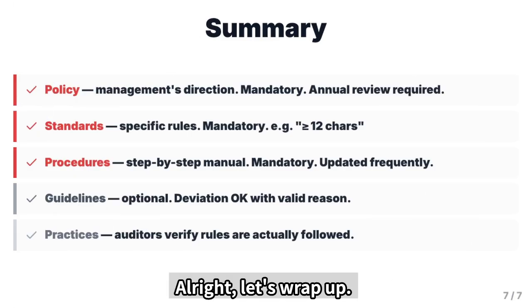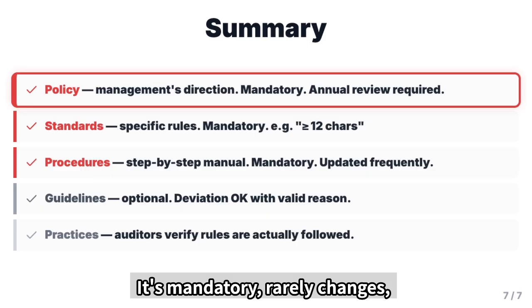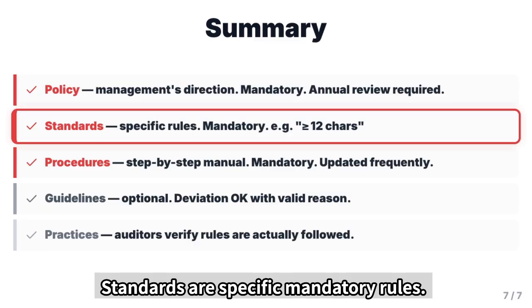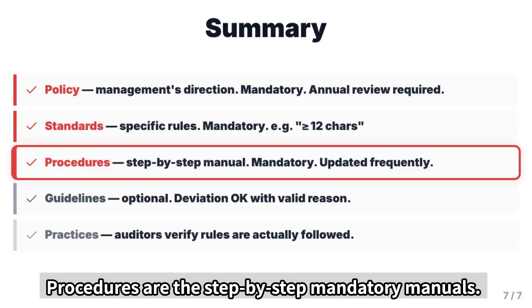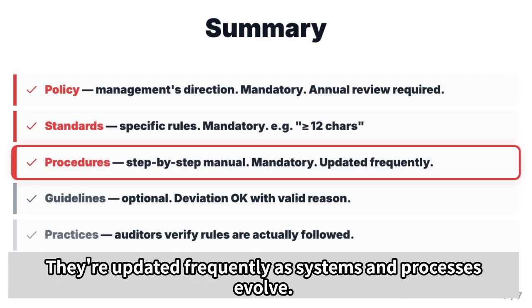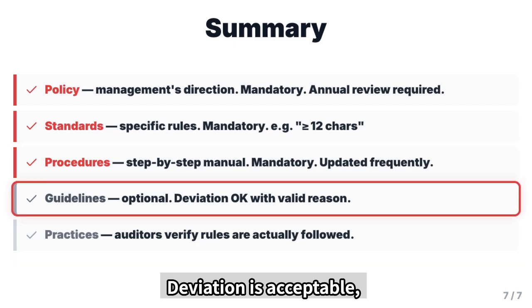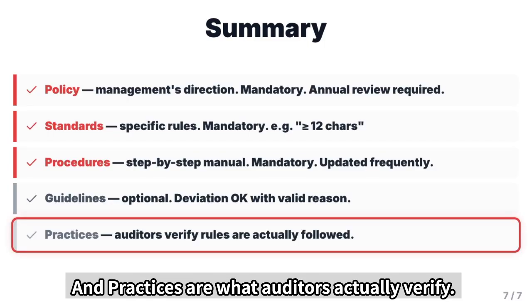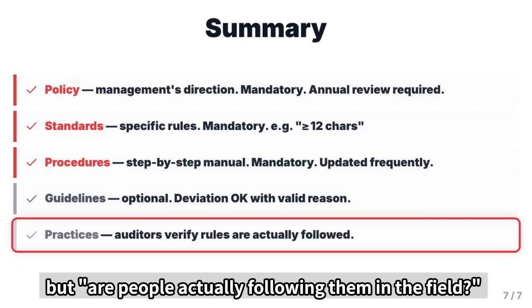Alright, let's wrap up. Policy is management's direction. It's mandatory, rarely changes, and must be reviewed at least once a year. Standards are specific mandatory rules, like passwords must be at least 12 characters. Procedures are the step-by-step mandatory manuals. They are updated frequently as systems and processes evolve. Guidelines are the one optional layer. Deviation is acceptable as long as the reason is documented. And practices are what auditors actually verify. Not just, do the documents exist, but are people actually following them in the field?